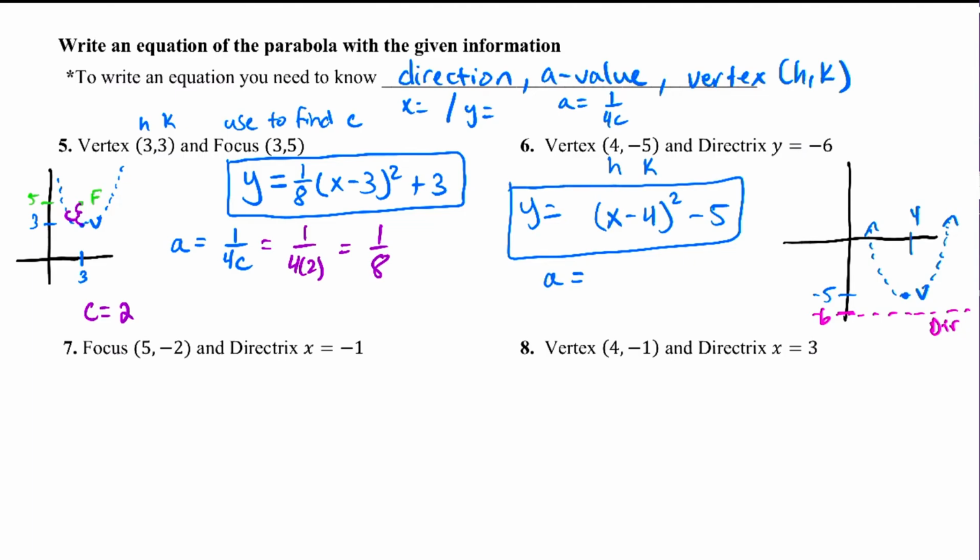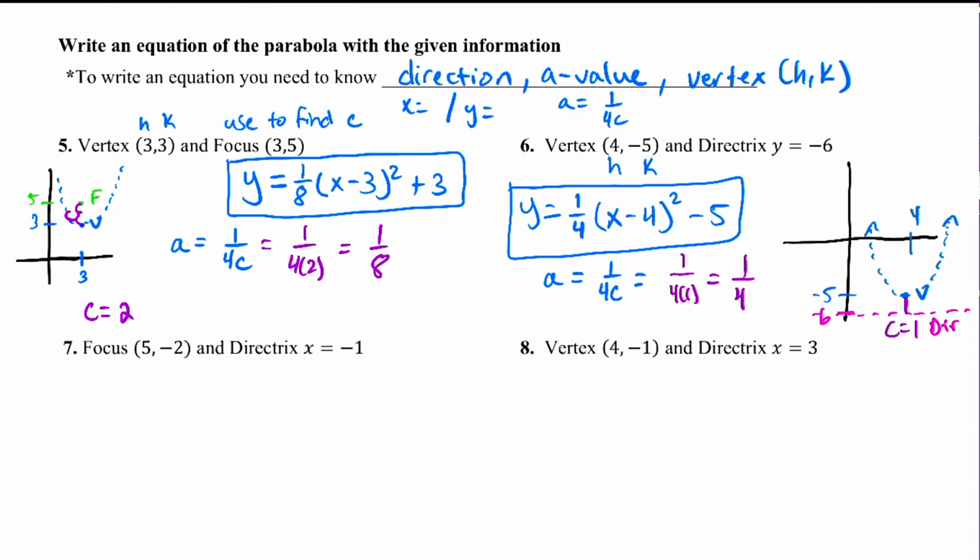So I'm still going to be using a equals 1 over 4c to figure that out. And then to figure out the c, that is this distance right here. So if I'm going from -6 to -5, that means that my c value would be a distance of 1. So I'm just going to substitute that in and then simplify. And remember, for the equation, we're going to leave it as that fraction. So we would write 1/4 in the a spot. And it makes sense to leave it positive since my U shape is opening up.